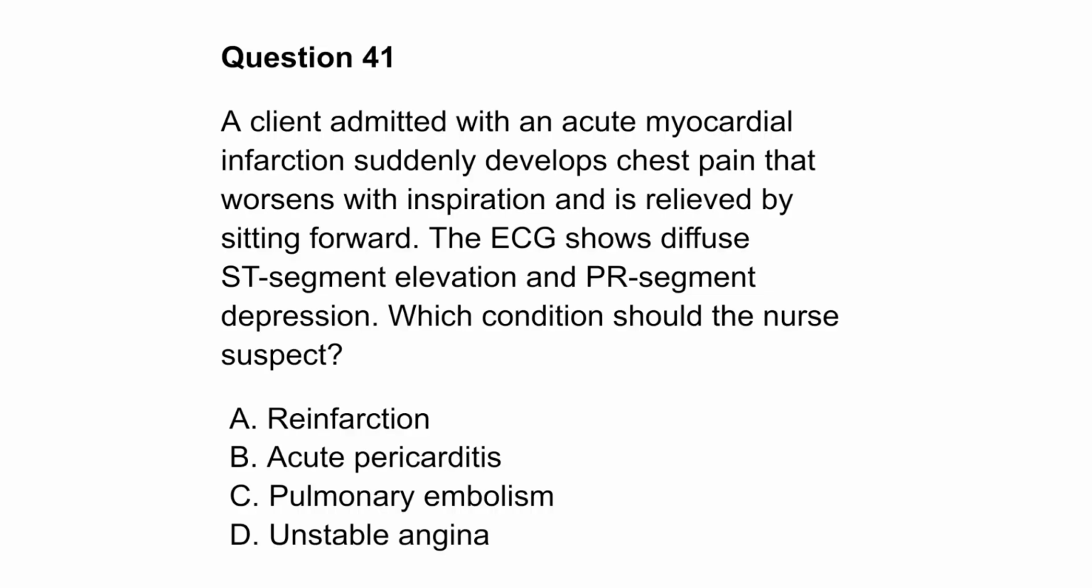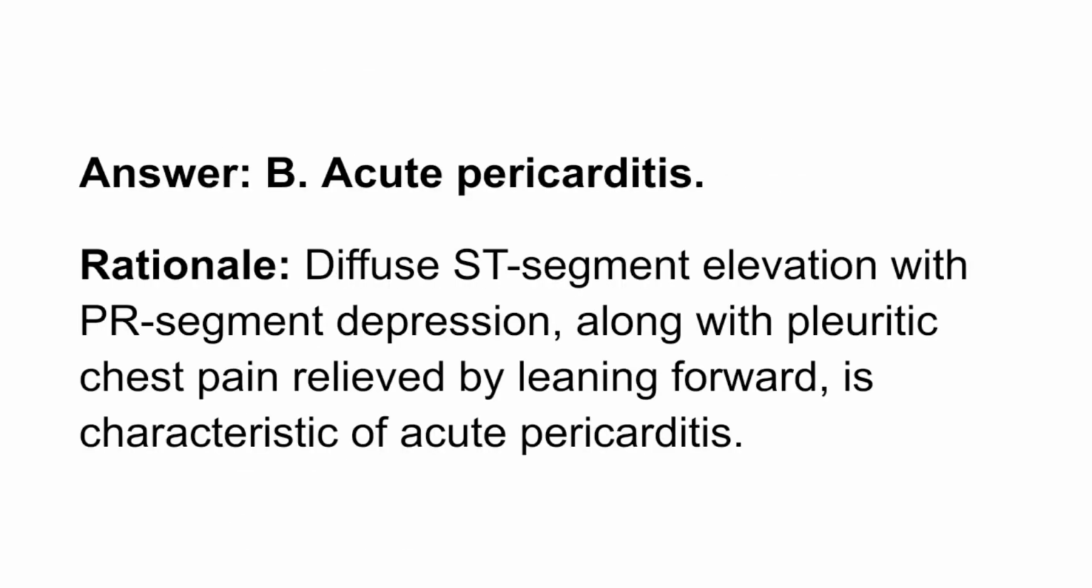Question 41. A client admitted with an acute myocardial infarction suddenly develops chest pain that worsens with inspiration and is relieved by sitting forward. The ECG shows diffuse ST segment elevation and PR segment depression. Which condition should the nurse suspect? A. Reinfarction. B. Acute pericarditis. C. Pulmonary embolism. D. Unstable angina. Answer: B. Acute pericarditis. Rationale: Diffuse ST segment elevation with PR segment depression, along with pleuritic chest pain relieved by leaning forward, is characteristic of acute pericarditis.